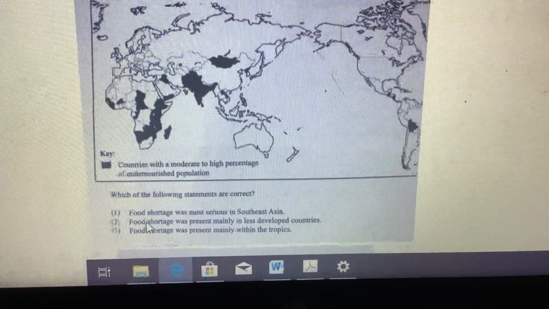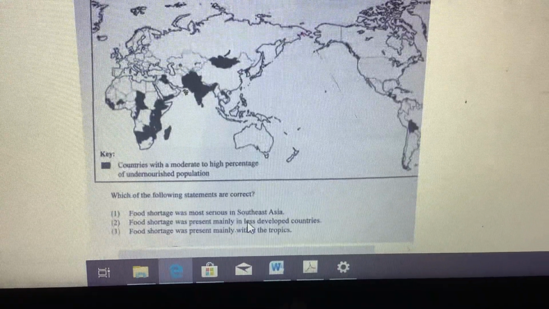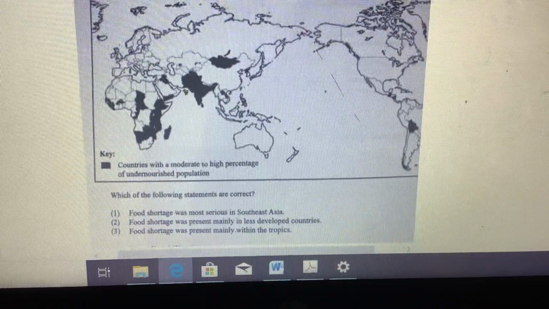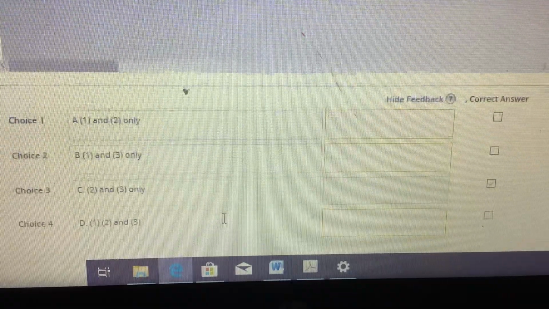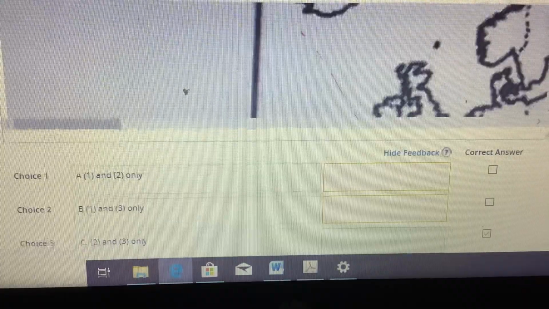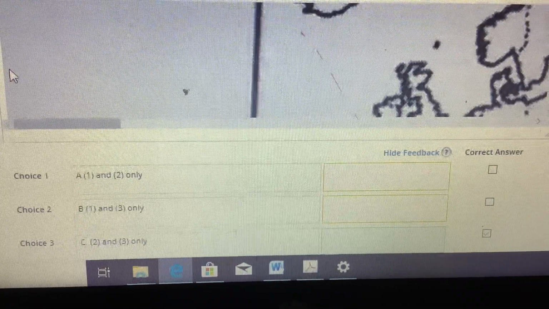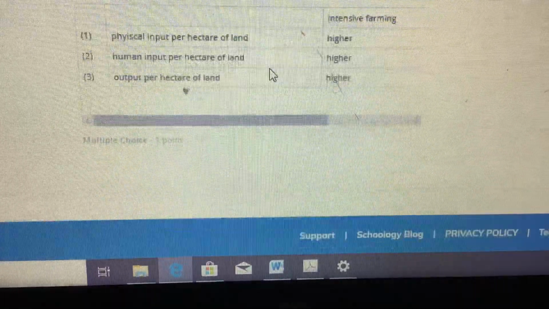Number 2, the food shortage was present mainly in less developed countries. This one seems correct. Number 3, food shortage was present mainly in the tropics. Is it 2 or 3? Number 1 is definitely not right. Yes, number 2 and 3. Number 1 is about Southeast Asia, and Southeast Asia actually is not that undernourished, so this is wrong.